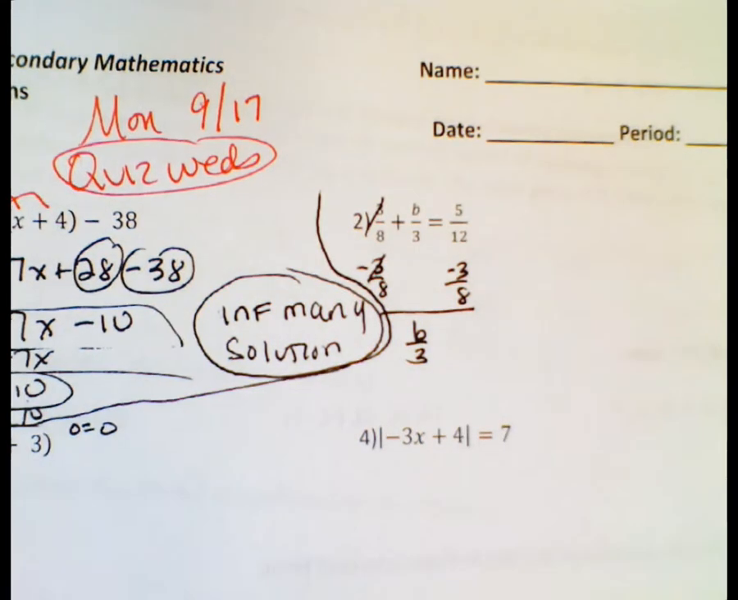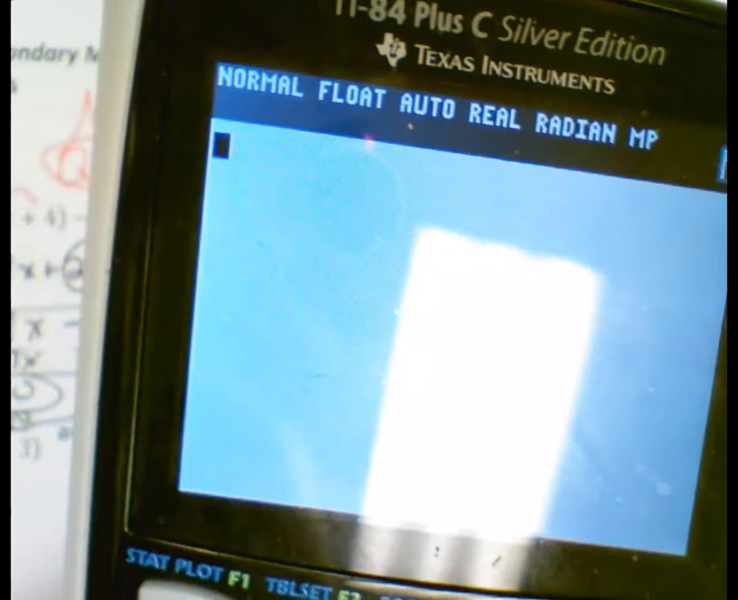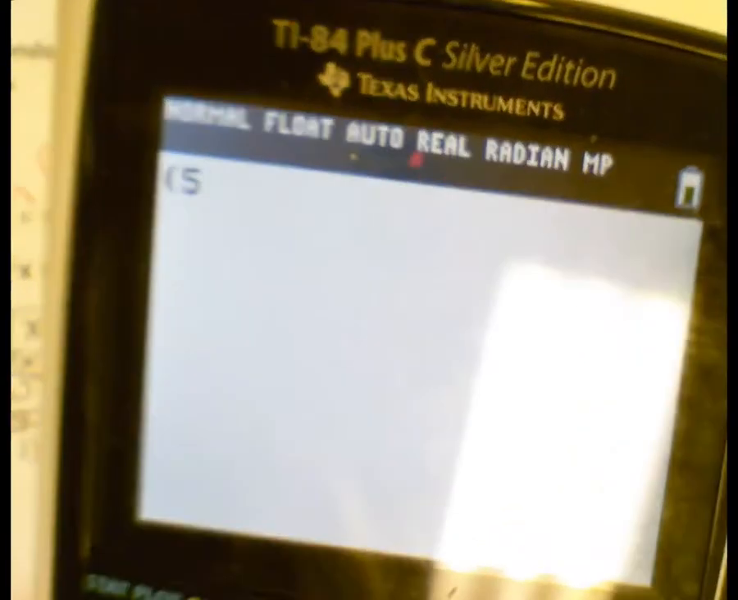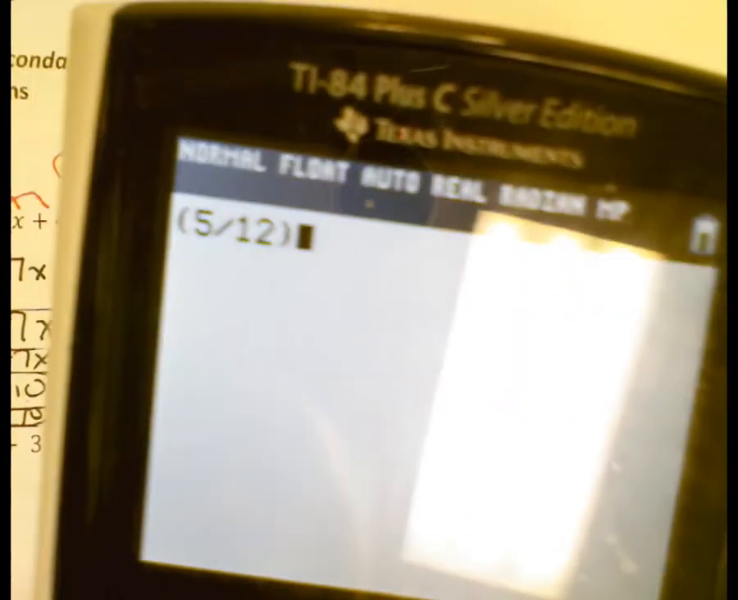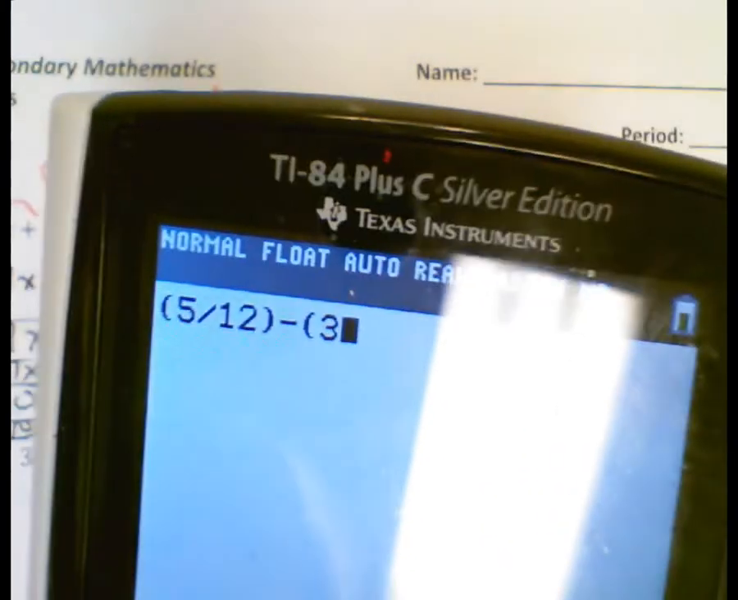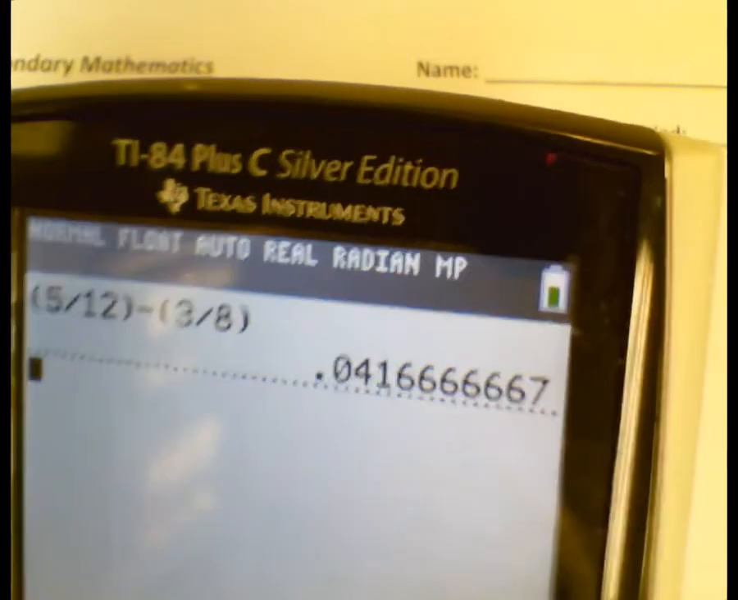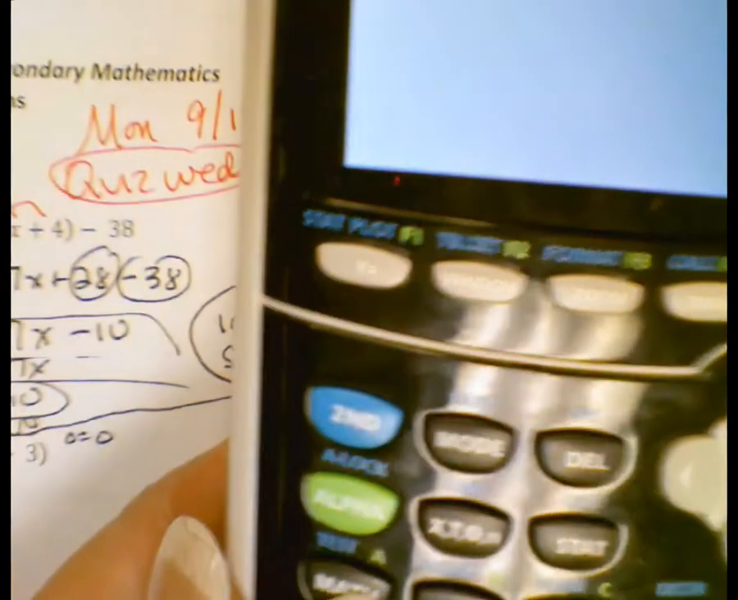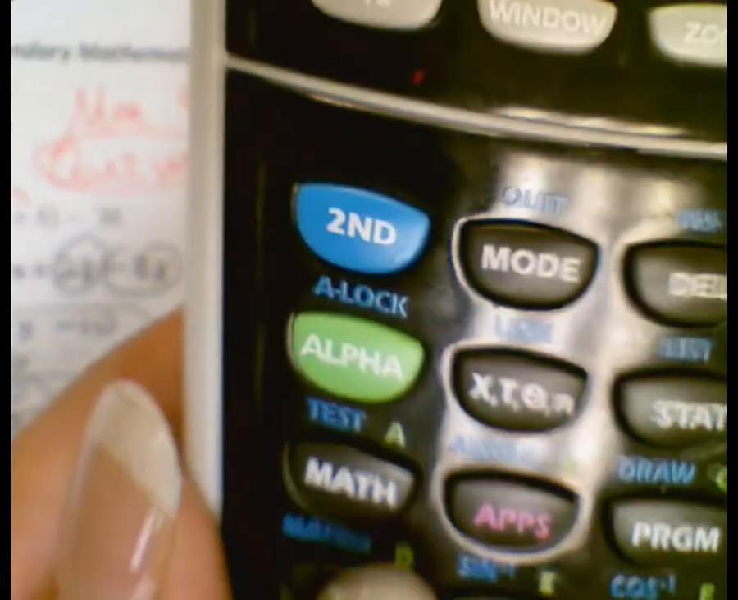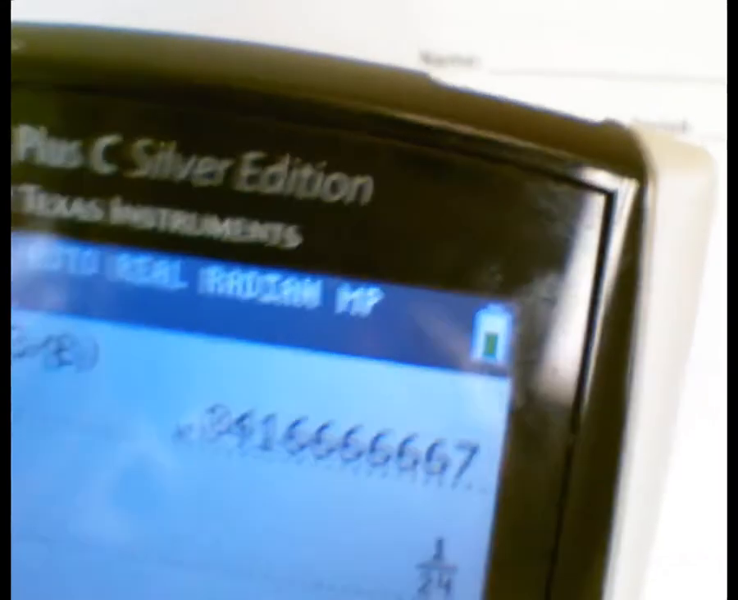And on your calculator, we're going to punch in parentheses 5 divided by 12 minus parenthesis 3 divided by 8. Just like that. Press equals and you get this ugly decimal. So we're going to press math right here. Math is right there. Math. Enter. Enter. And you get 1 over 24.